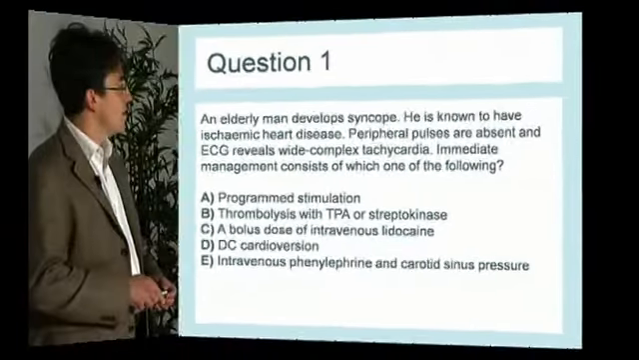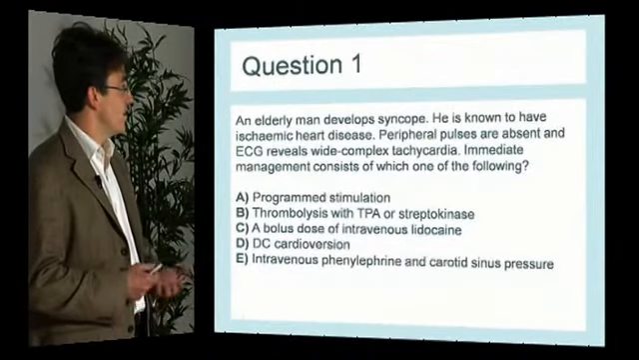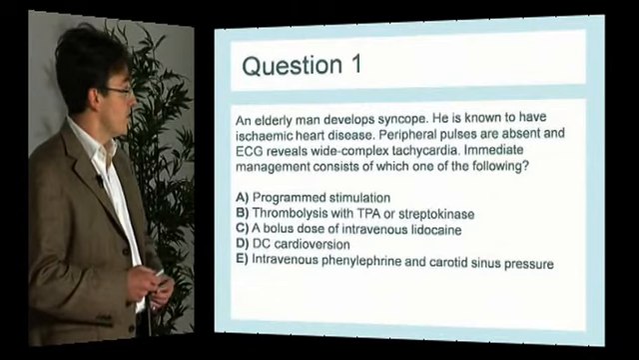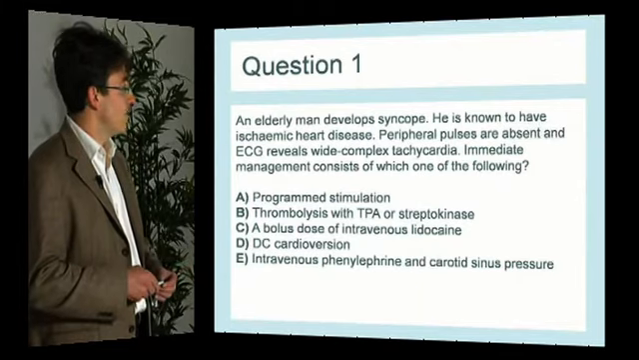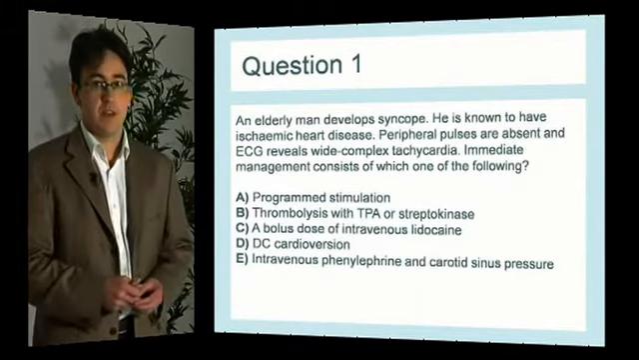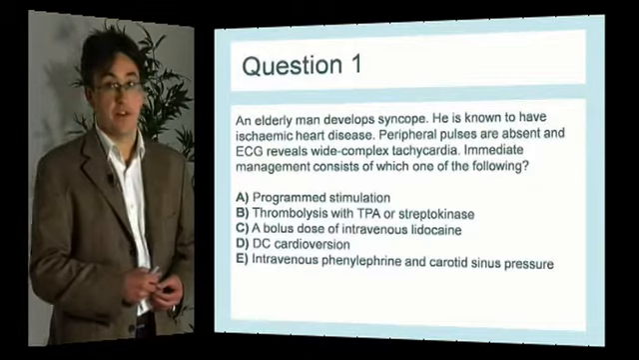Question 1. An elderly man develops syncope. He's known to have ischemic heart disease. Peripheral pulses are absent and an ECG reveals wide complex tachycardia. Immediate management consists of which of the following? Give you a few moments just to think through your answers.